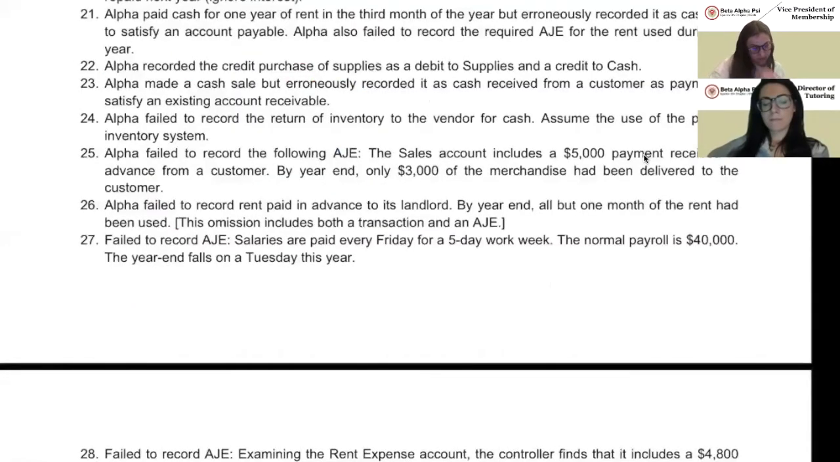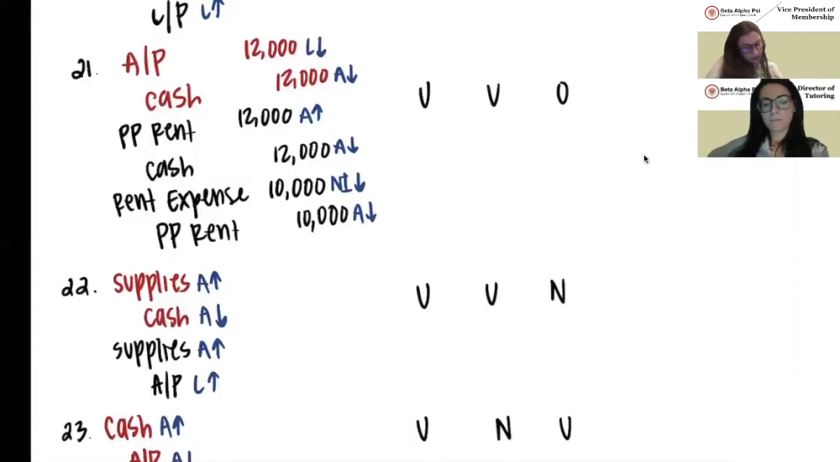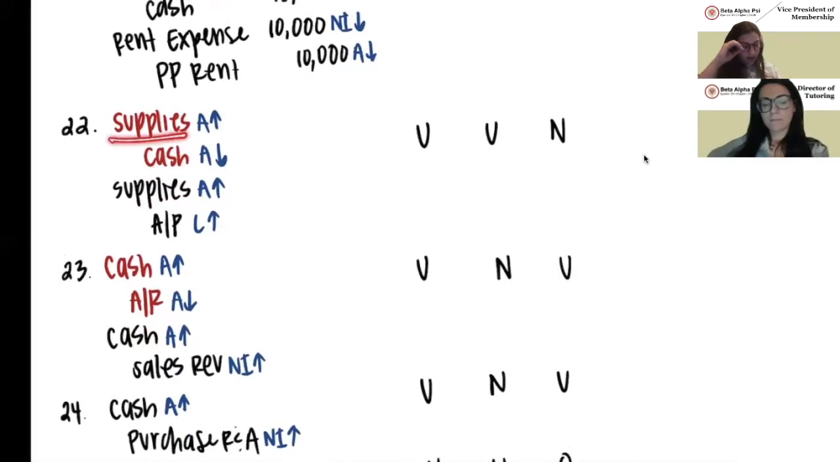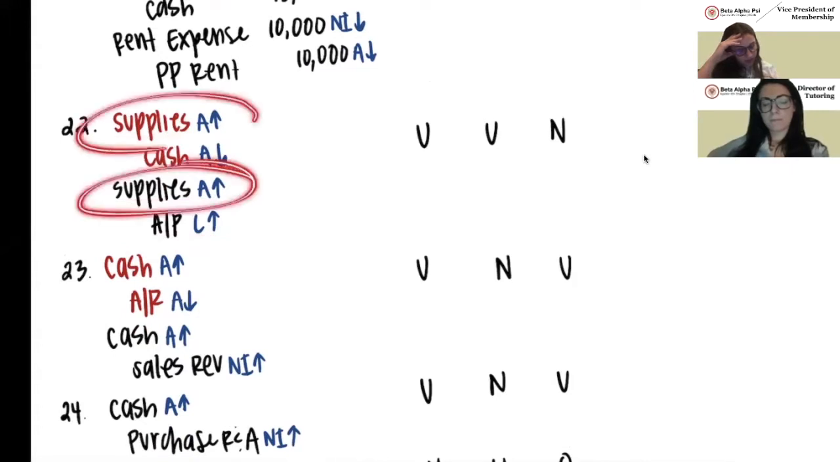Number 22. Alpha recorded the credit purchase of supplies as a debit to supplies and a credit to cash. If it was a credit purchase, I don't think we should have credited cash, right? So they did a debit to supplies and a credit to cash when it should have been a debit to supplies and a credit to accounts payable. So the supplies debit was correct. So we can just pay attention to the cash and the accounts payable.